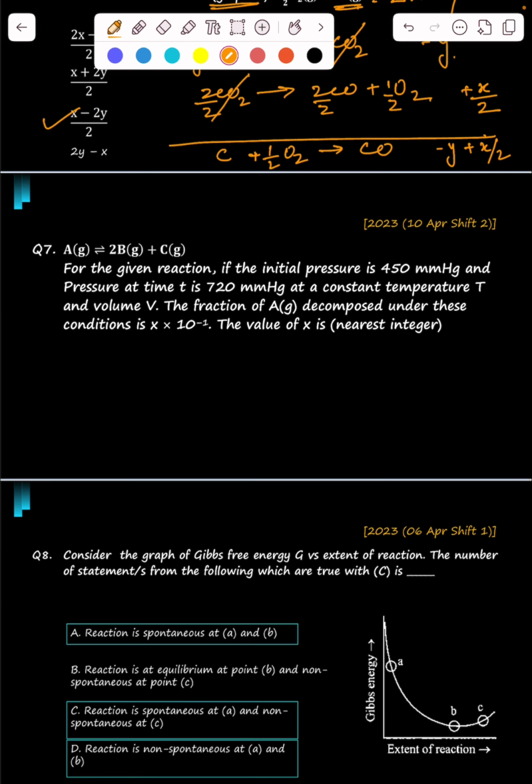So let's move to the next question. We have A convert into 2B plus C for this given reaction. If the initial pressure, कितना दे रखा है, 450, and the pressure is 720 mm of mercury, right?